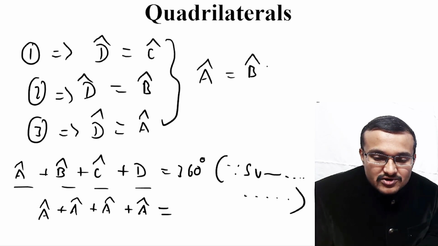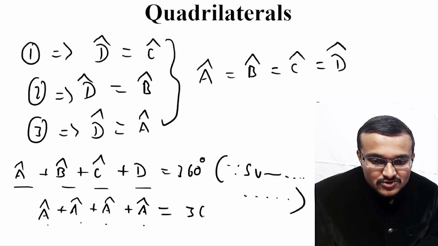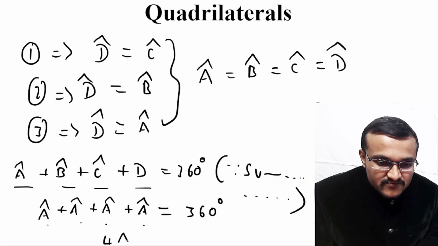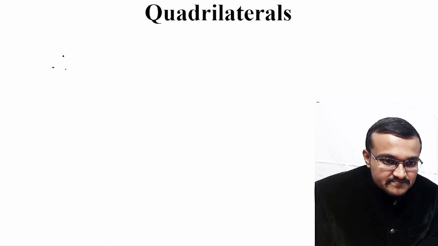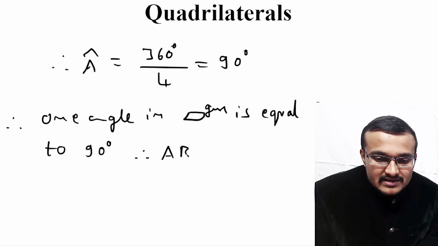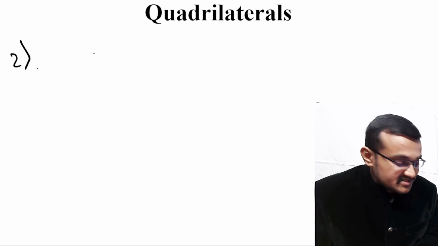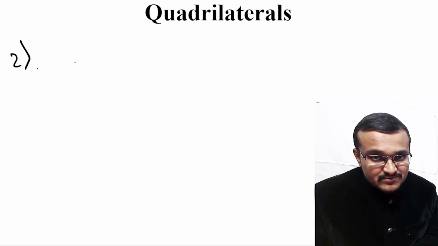So A will be equal to B will be equal to C is equal to D. So therefore I am writing A plus A plus A plus A is equal to 360 degrees. So that is 4 times A is equal to 360 degrees. Therefore angle A is equal to 360 degrees divided by 4, that is equal to 90 degrees. ABCD is a rectangle.